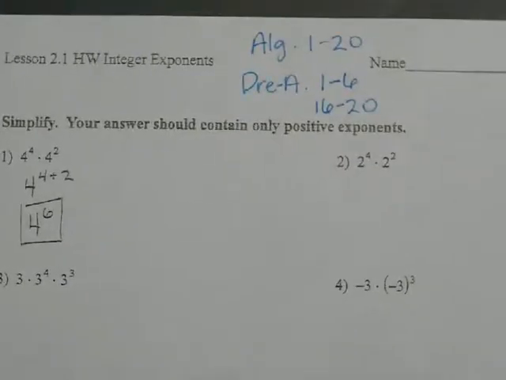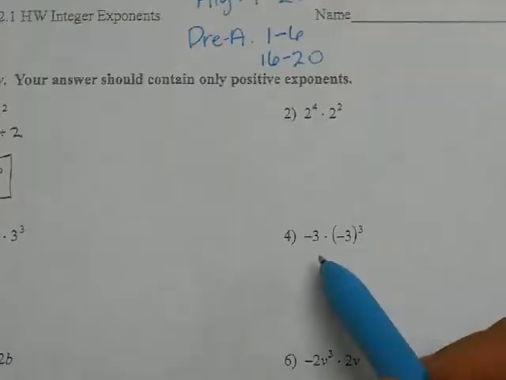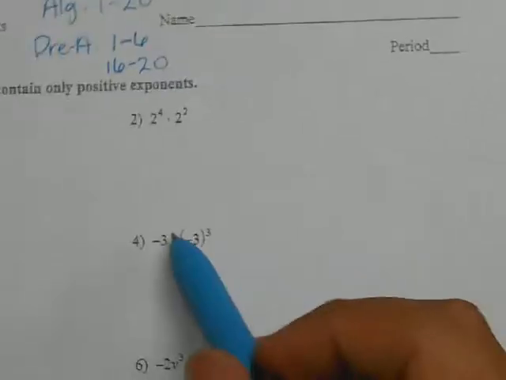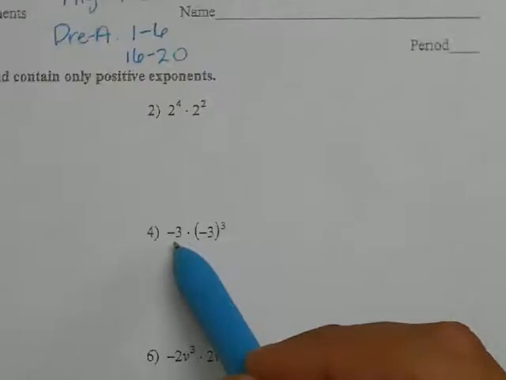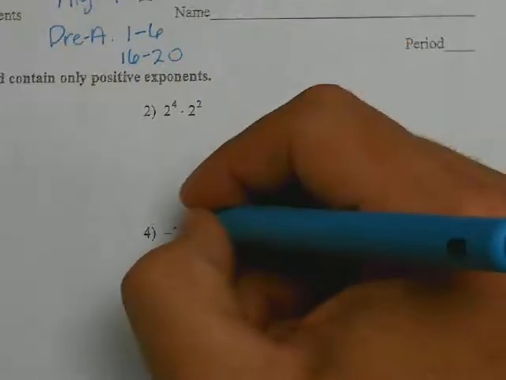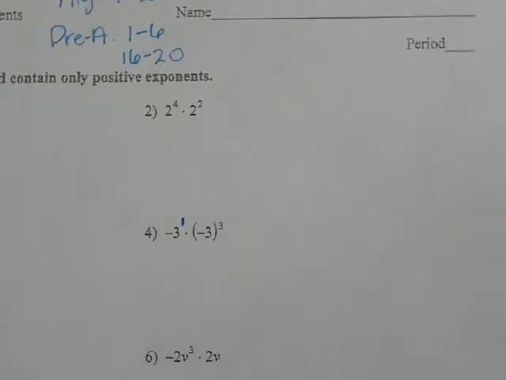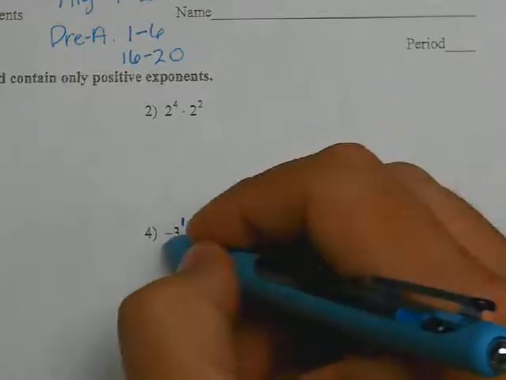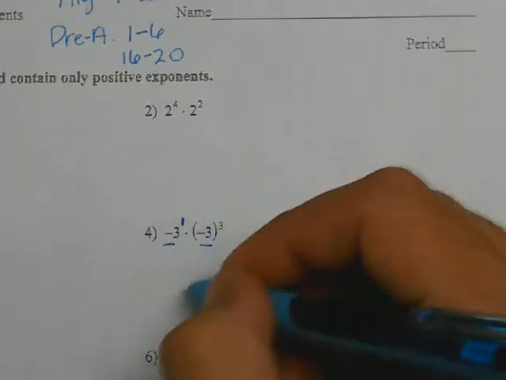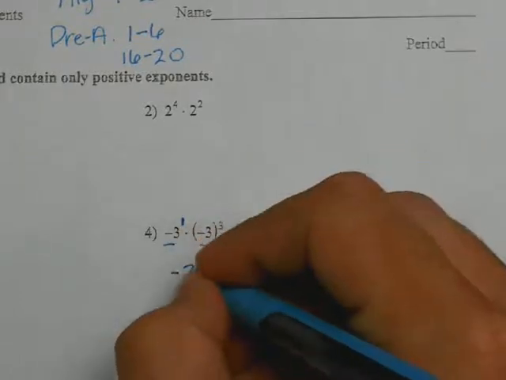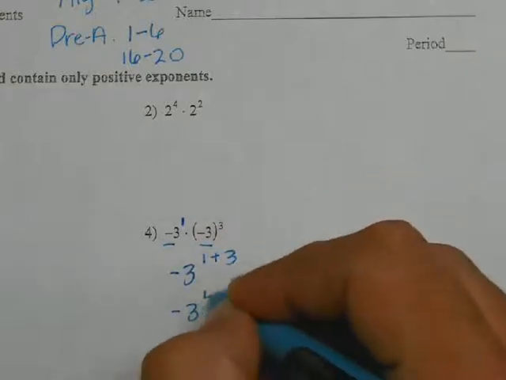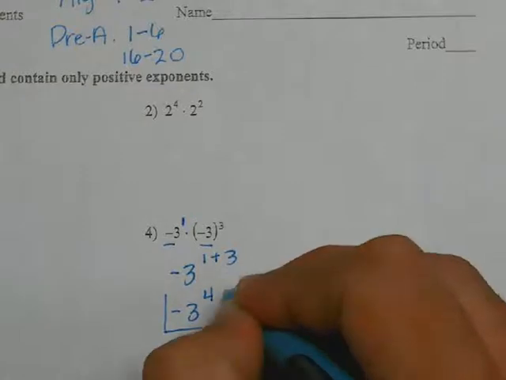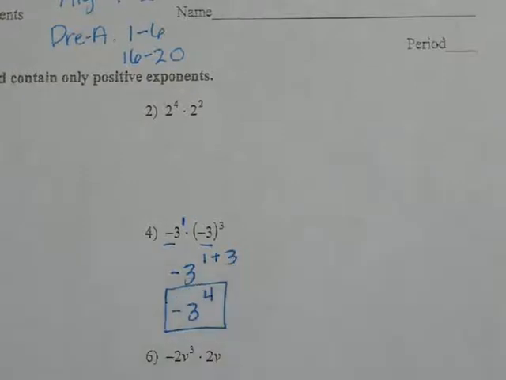So let's start with number 3. Notice here with number 3, don't get confused about what's the base. These are both bases right here. So we know we have an exponent of 1 right here. If there is no exponent, the exponent is 1. Since we have the same bases, you keep the base and add the exponents. So we got negative 3, 1 plus 3, and that would be negative 3 to the 4th power. And that's all we need. We're only looking at simplifying these.